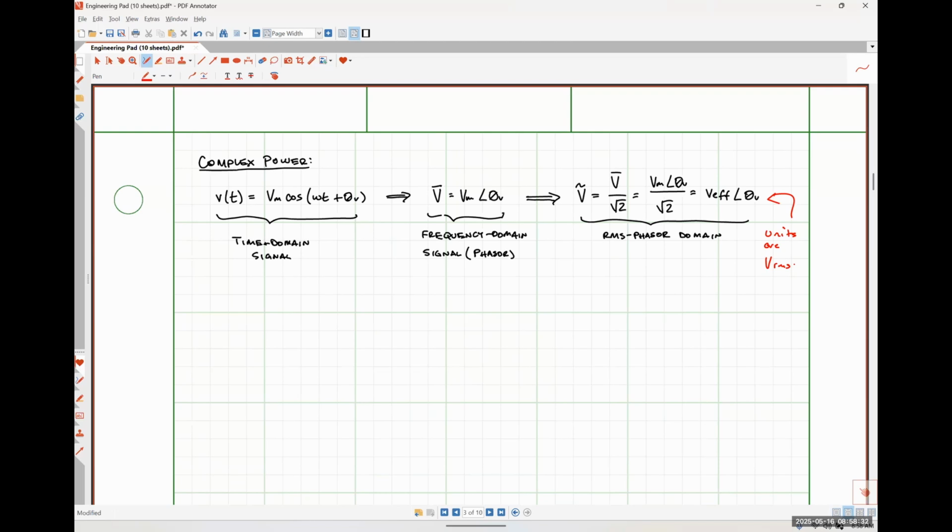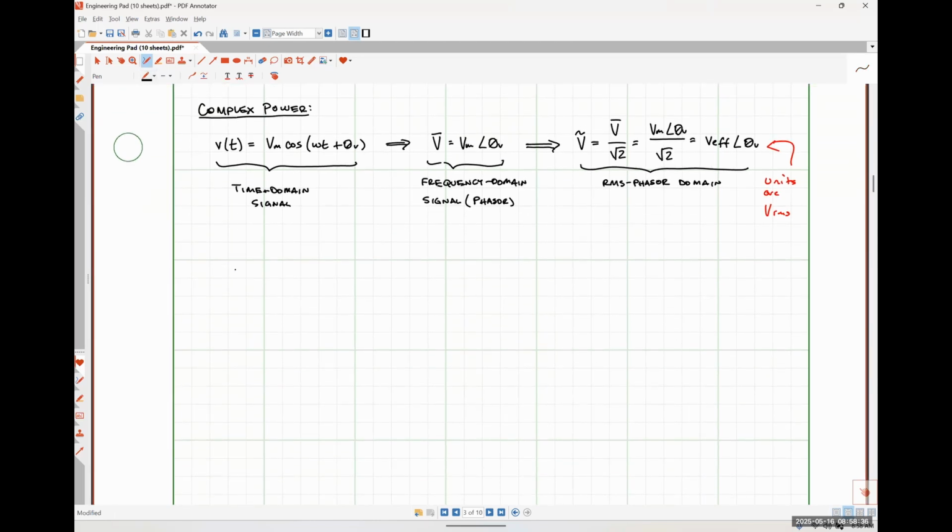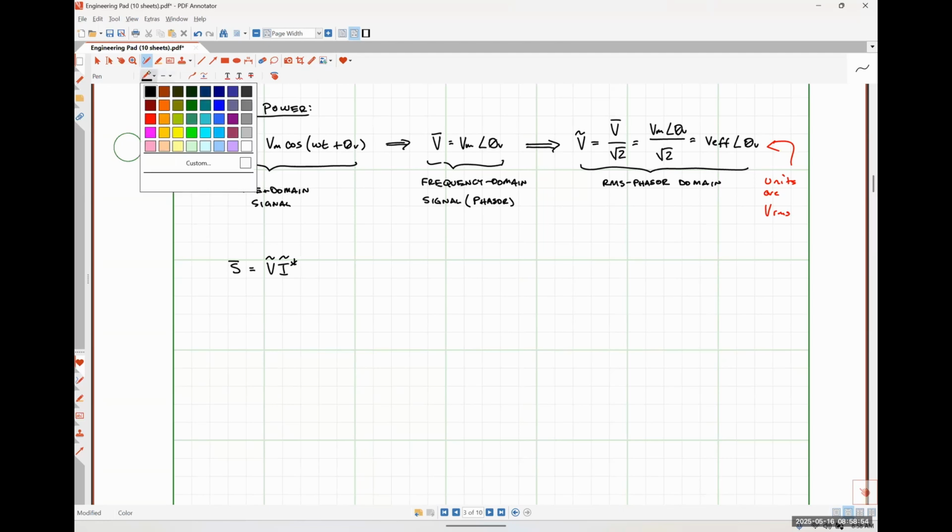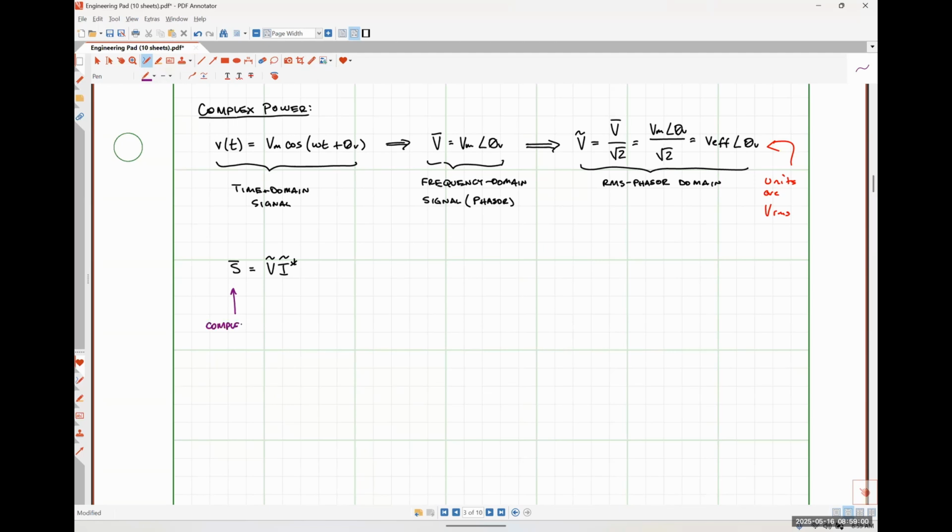Now let's talk about this complex power thing. We're going to say that S, which is our complex power, has a fundamental definition that is simply the RMS phasor voltage multiplied by the complex conjugate of the RMS phasor current. Okay. So I'm just going to make a couple of notes down here. This S is our complex power.